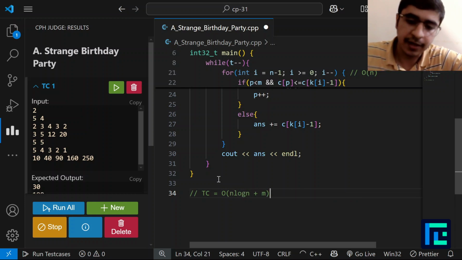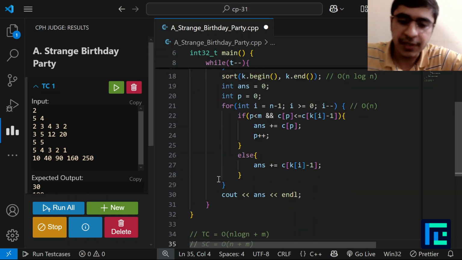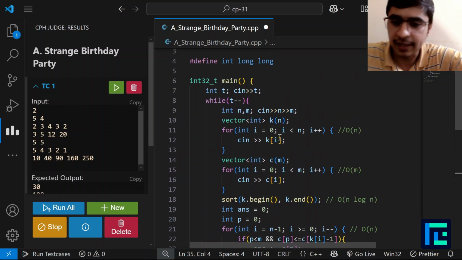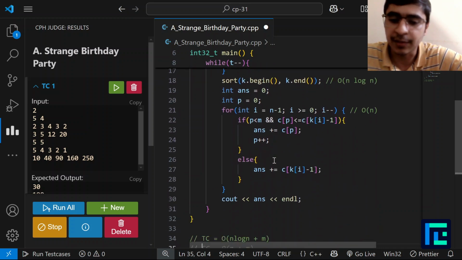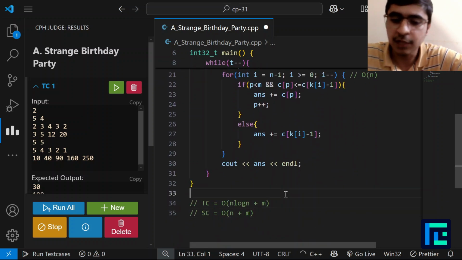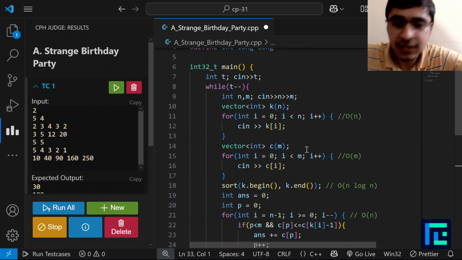plus m. And then for the overall space complexity, we have taken one vector of length n as input and another vector of length m as input. So overall space complexity becomes order of n plus m. So I hope the overall solution is clear to you.